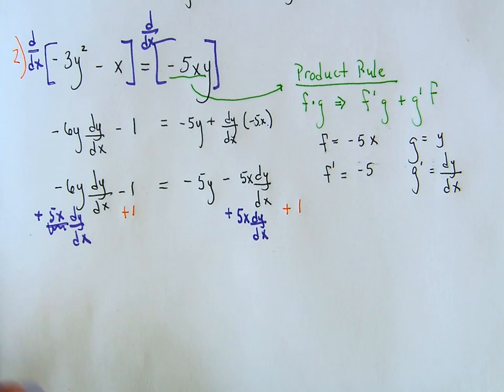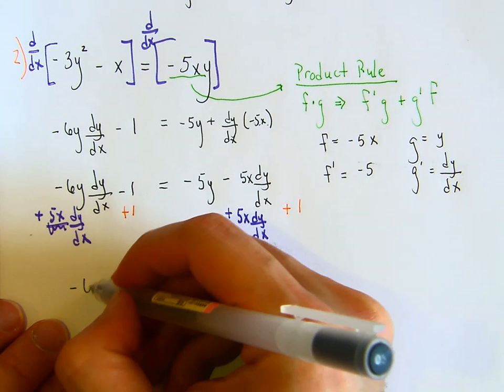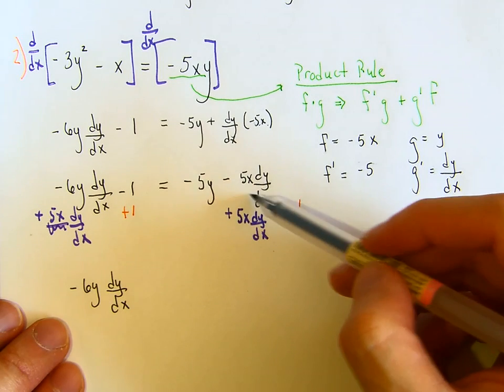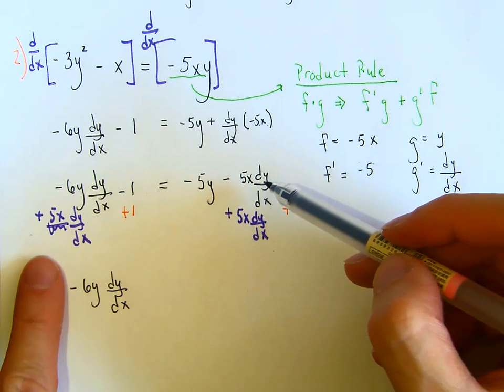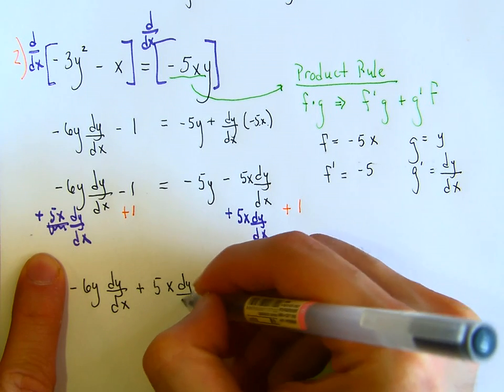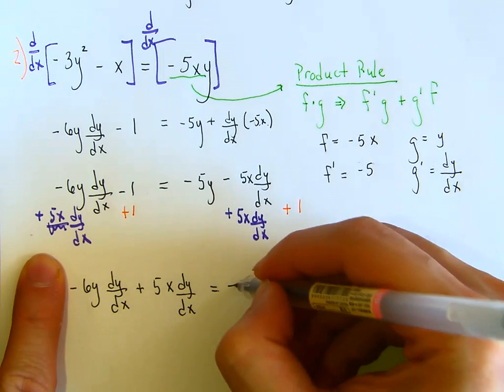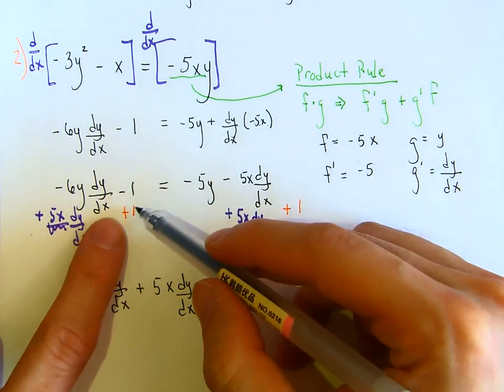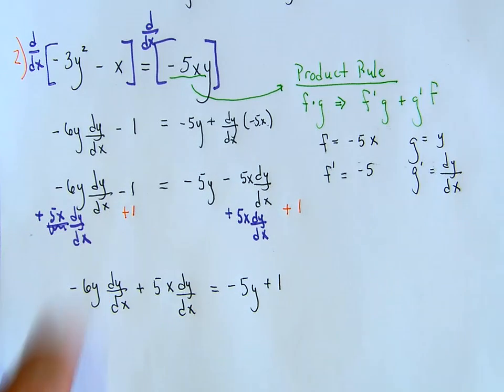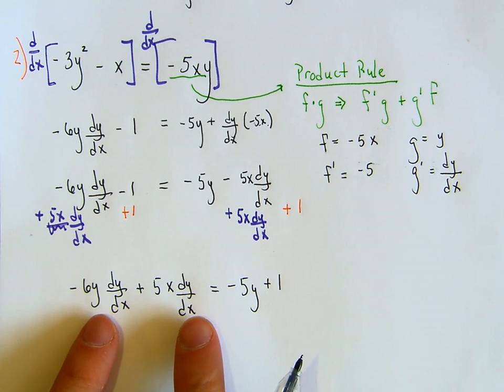So how will it look like? Notice that this stays the same, the negative 6y dy dx. And then what did we do? We brought this to this side, so notice it becomes positive 5x dy dx equals negative 5y. And then what did we do? We brought this negative 1 to this side, so notice this becomes plus 1.